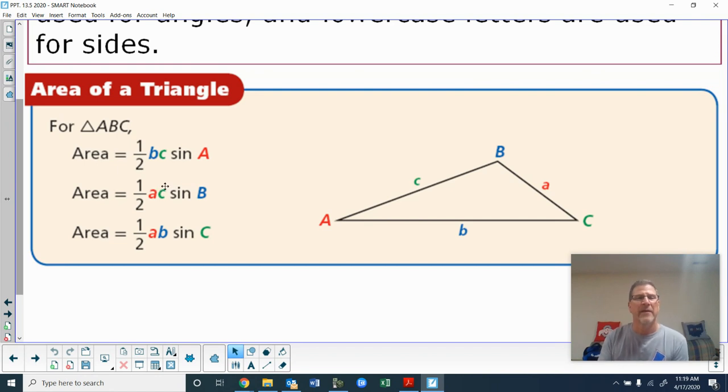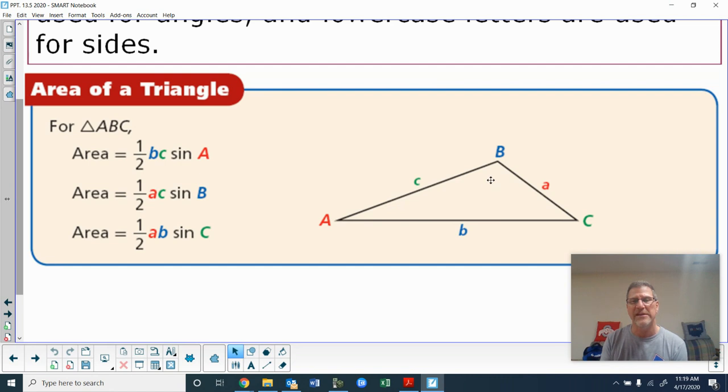So anyway, again, 1/2 B times C, those are sides, times the sine of angle A. Capital letters are angles, lowercase letters are sides. So side B and C, as you can see, angle A is between them. When you do a problem like this, they're going to give you two sides and an included angle. We would call this a side angle side situation. You're going to be given that situation to be able to find the area.